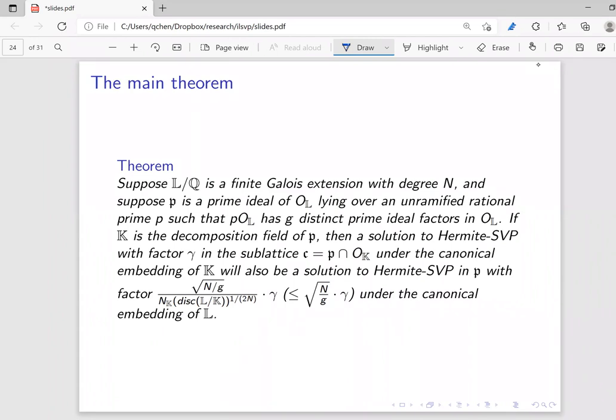So this is our main theorem. Suppose L over Q is a finite Galois extension with degree n, and suppose P is a prime ideal lying over an unramified rational prime. If K is the decomposition field, then a solution to Hermite SVP with factor gamma in the sublattice under the canonical embedding will also be a solution of Hermite SVP in P with a factor not very far away from gamma. So basically, you don't need to find the SVP in P directly; you can simply find it in the smaller decomposition field, as long as this decomposition group is not trivial.